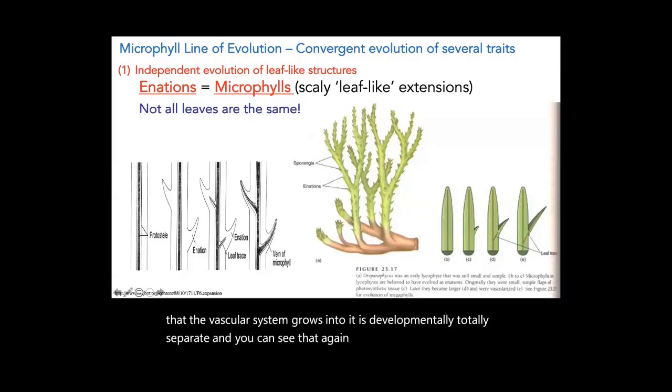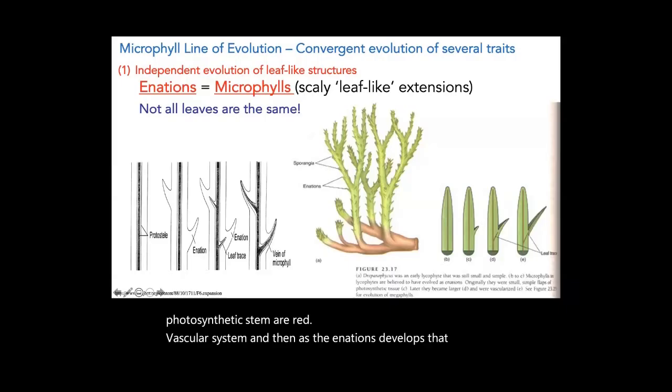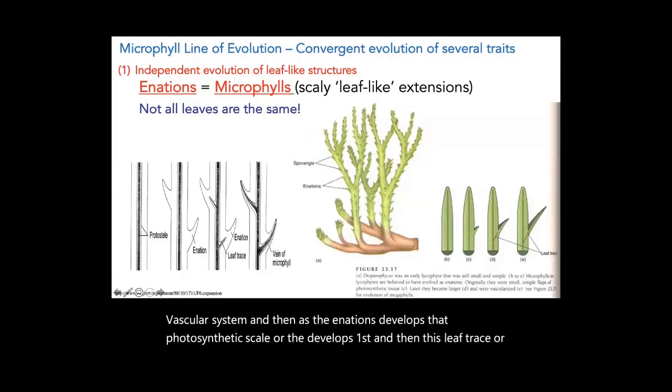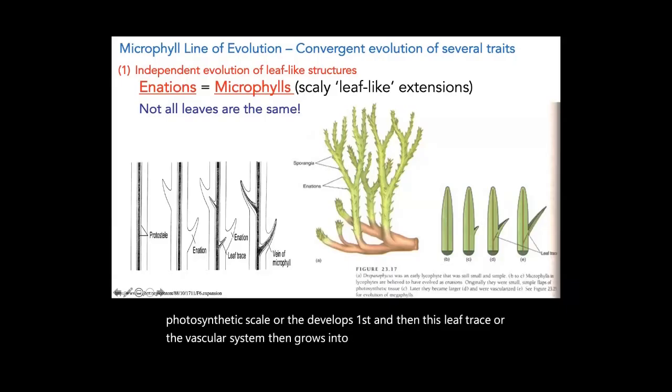We have our green photosynthetic stem, our red vascular system, and then as the annation develops, the photosynthetic scale or the lamina develops first, and then this leaf trace or the vascular system then grows into it. So totally different, a different way of building effectively the same structure, all right?